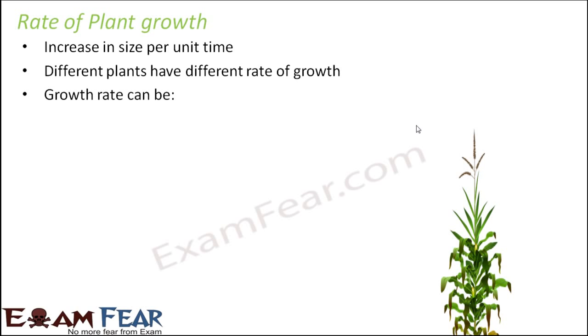Now growth rate can be categorized into two types. One is arithmetic growth rate and the other one is geometric growth rate. So some plant parts show arithmetic growth rate, whereas some other plant parts show geometric growth rate. The geometric growth rate is more common, which is seen in most aspects of plant growth. However, we will discuss both types. Arithmetic growth first and then we'll take up geometric growth.